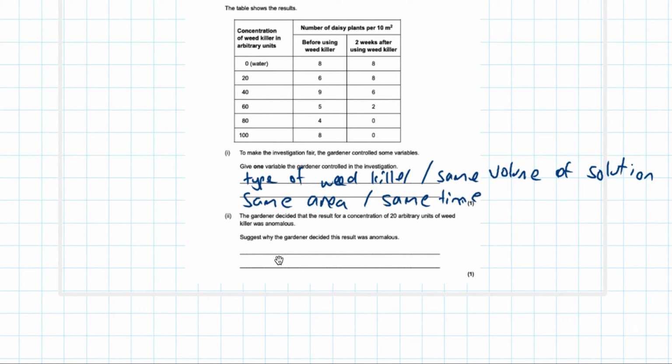The gardener decided that the result for a concentration of 20 arbitrary units of weed killer was anomalous. Suggest why the gardener decided this result. So why? Well, because more grew after using the weed killer. And that's the anomalous. So it's the only one that had more after than before. Even the one that didn't use weed killer did not gain any more daisies.